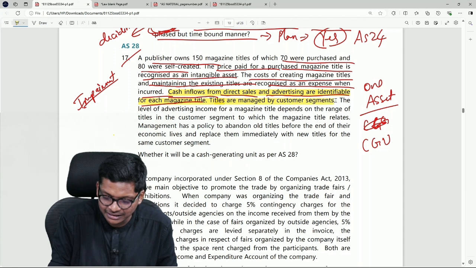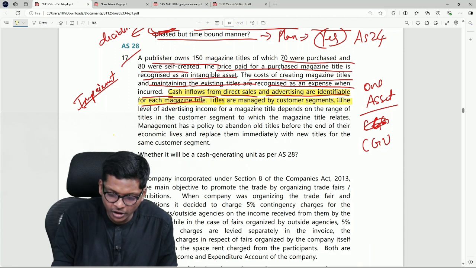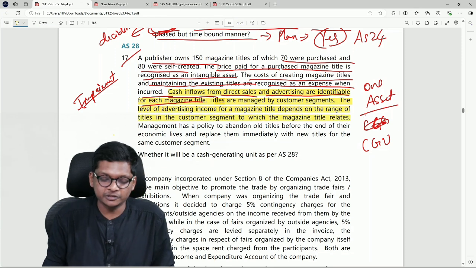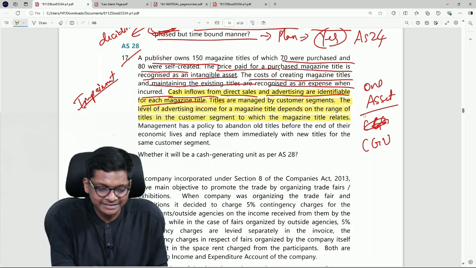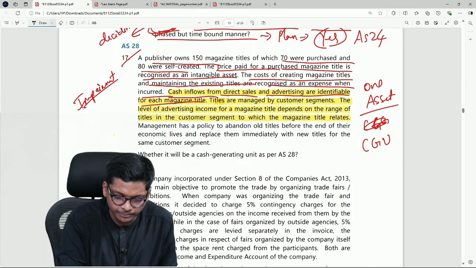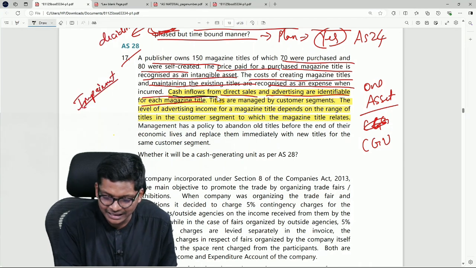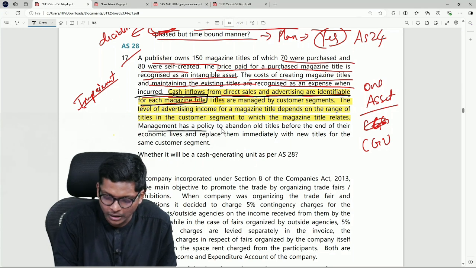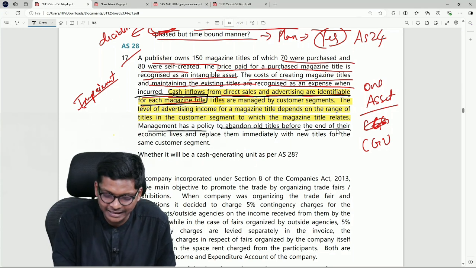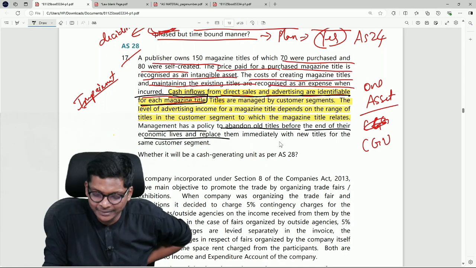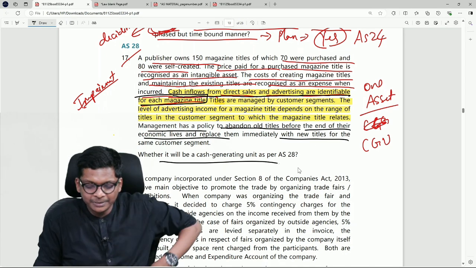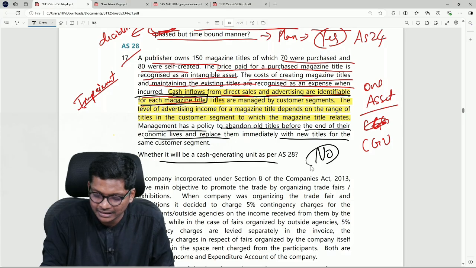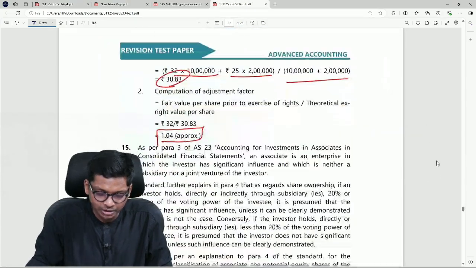Titles are managed by customer segments. The level of advertising income for a magazine depends on the range of titles in each magazine. So, the previous sentence is the most important. Which one? The first line: cash inflows from direct sales and advertisement are identifiable for each magazine separately. Management has a policy to abandon own titles before the end of their economic life and replace them with new titles. Will this be a CGU as per AS 28? The answer is no. This is not a CGU.